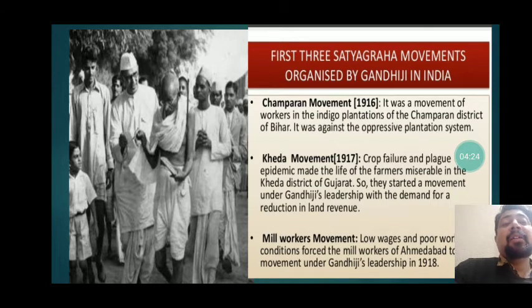In 1916, the indigo planters were facing problems in Champaran. It was a small district in Bihar, and here the planters were facing much trouble. It was a movement of workers in the indigo plantation of the Champaran district of Bihar, and it was against the oppressive plantation system. Why was this the oppressive system? In this particular system, the Tin Kathia system was there. And what was in the Tin Kathia system? In the Tin Kathia system, out of 20 kathas, 3 kathas were fixed for the growth or development of indigo plantation.